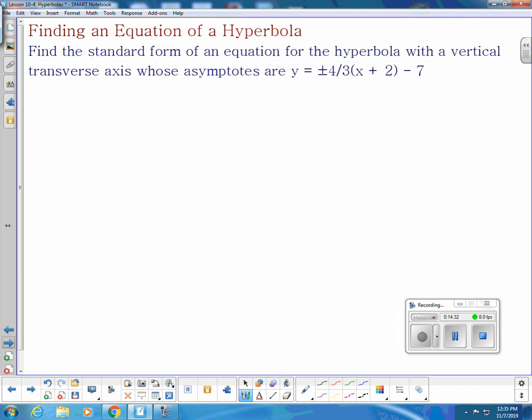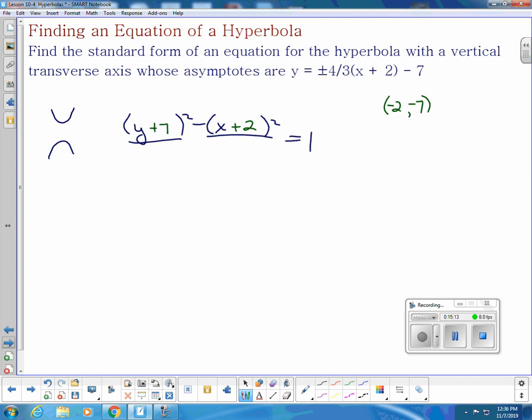All right, now I'm giving you asymptotes. And I also told you the vertical transverse axis. So if it's a vertical transverse axis, what comes first? Y. All right. So looking at this asymptote, what is my center? What's the center point? Remember, if you pull out of the x parenthesis, it's opposite. If the y part is not in parentheses, it's just going to be that number. Okay? So I can put those guys in here.